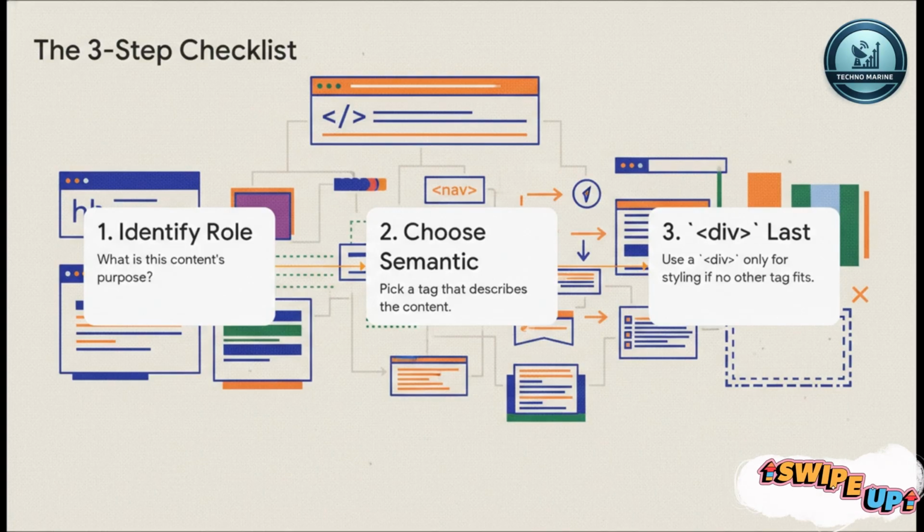Second, always reach for a semantic tag first. See if an article or a section or a nav is the right fit. And finally, step 3. If and only if no other descriptive tag makes sense and you just need a wrapper for styling, then you can use a div.